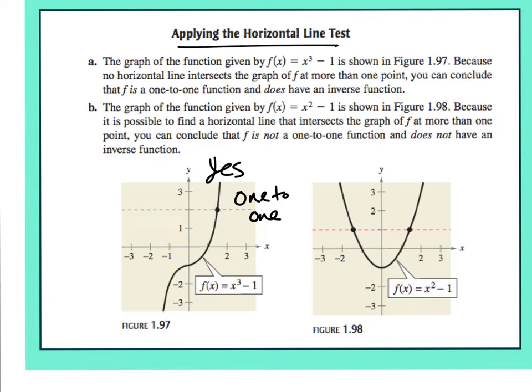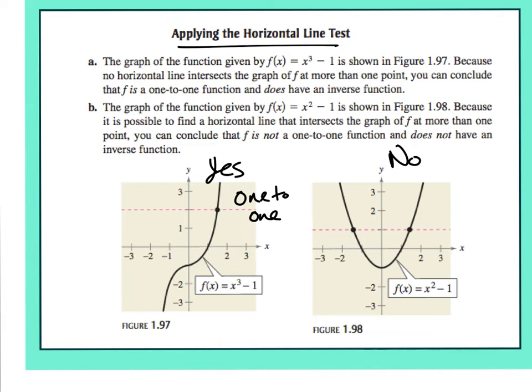Now, this next one. x squared minus 1. Is that a function? Is x squared minus 1 a function? Yes, it sure is. But does it have an inverse? No, it does not have an inverse. It does not. So it's not one-to-one.